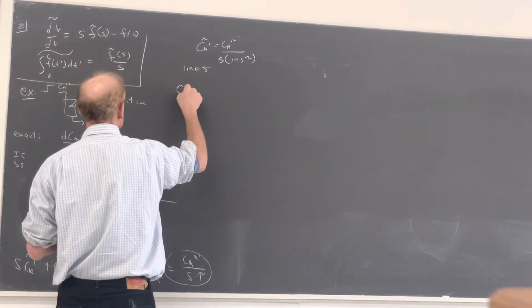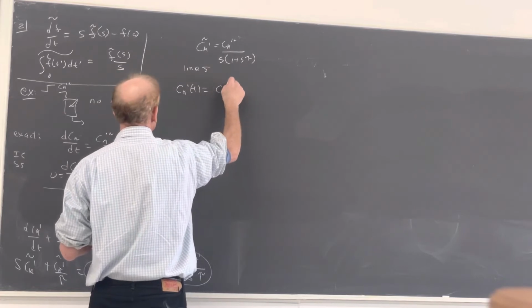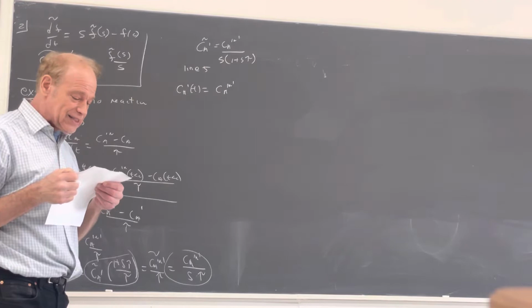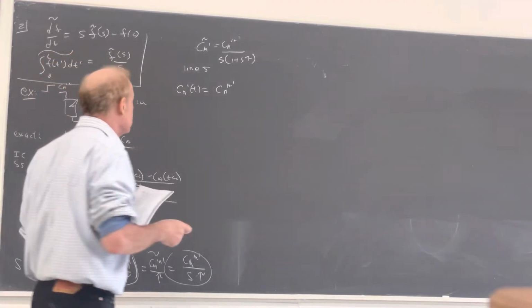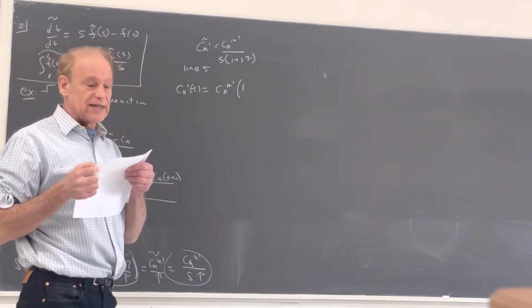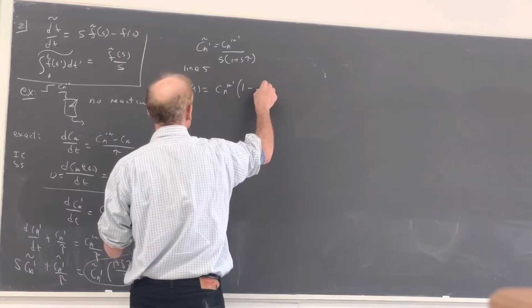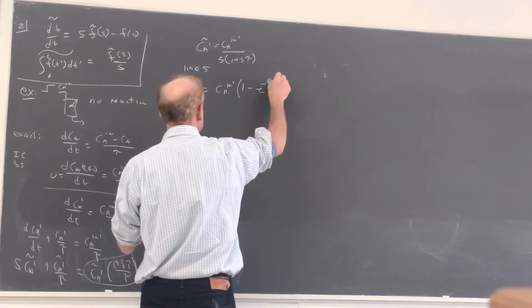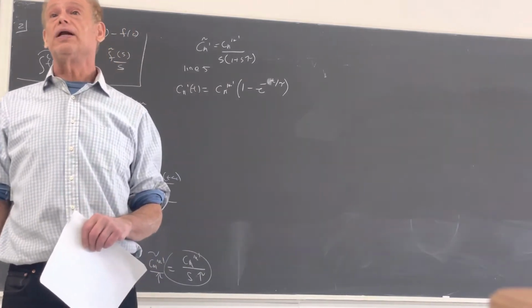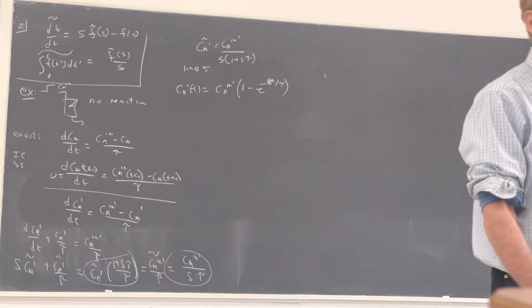So from line 5, I get CA prime of t is equal to, the constant comes along to the right, and 1 over S times 1 over 1 plus S tau gives me 1 plus, well, A is 0, minus tau over tau is minus 1, minus e to the minus t over tau. And that's the same result we got before. But we didn't have to integrate differential equations, we just used the table. Question?